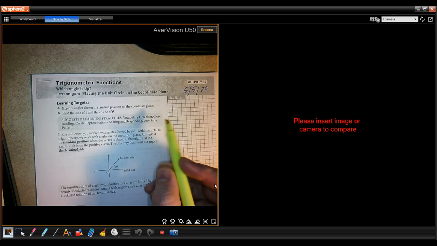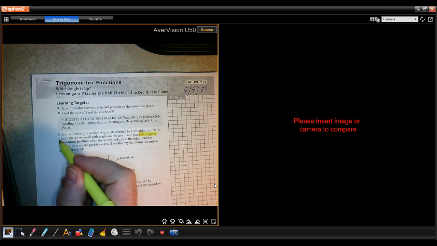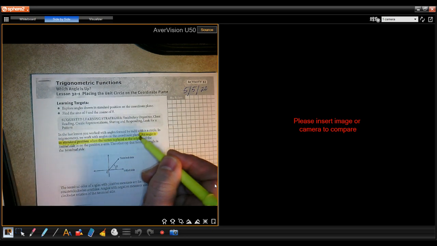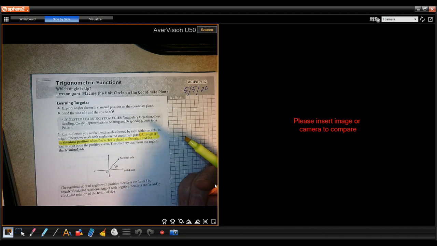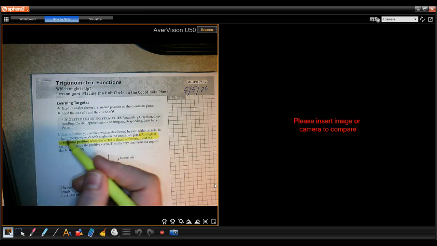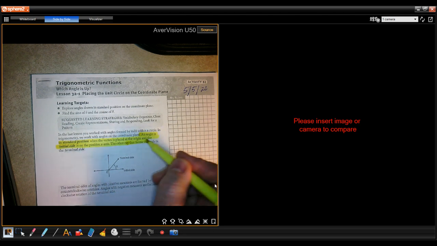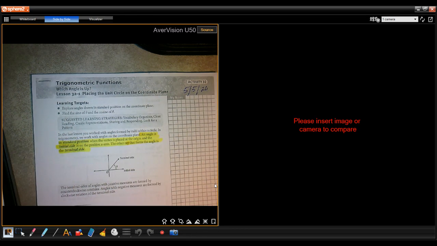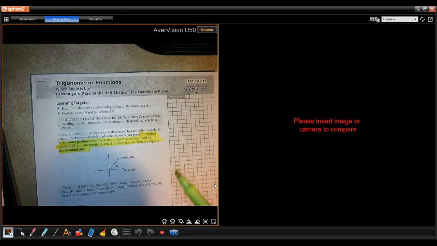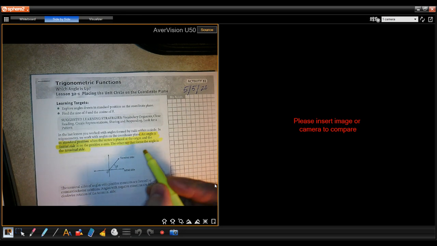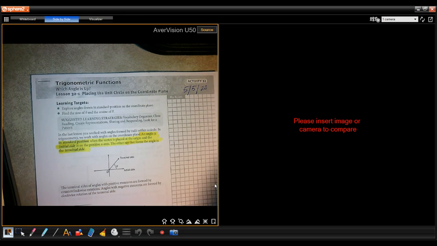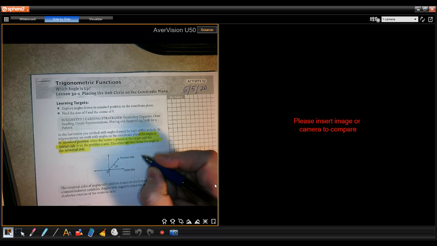Okay, so an angle in standard position is when the vertex is placed at the origin. That's really important. And the initial side is on the positive x-axis. The other ray that forms the angle is called the terminal side, and it's labeled for you. So this is important. You'll see here is the terminal side. The terminal side forms the angle.